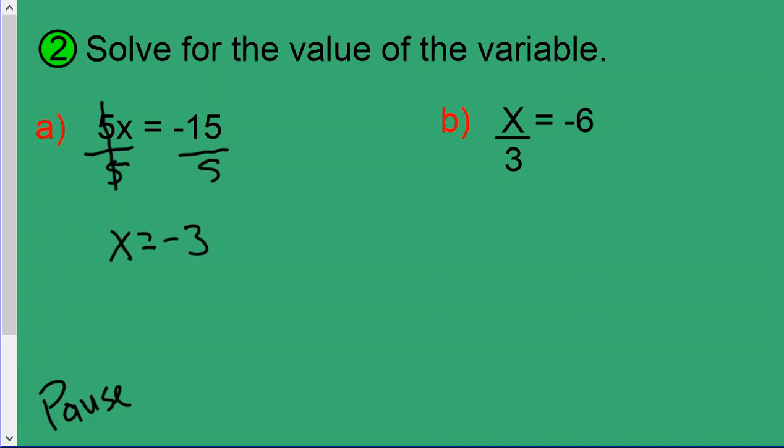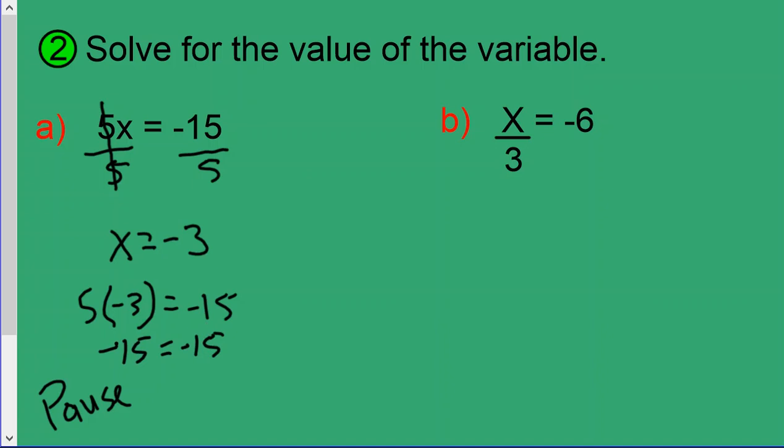And if we plug that back into our equation, 5 times negative 3 equals negative 15. And 5 times negative 3 is equal to negative 15. So our answer is true. x is equal to negative 3.